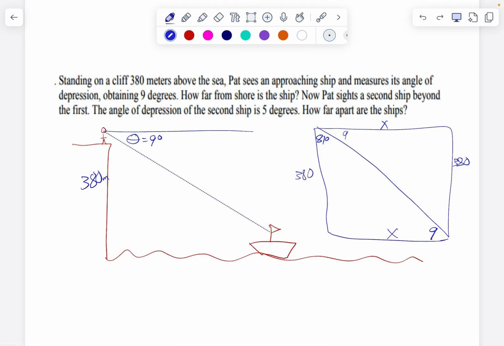So why did we do this? This is just all for the first ship. We'll do the second ship next. Why did they give us 2 ships? Just to have 2 parts to the problem.